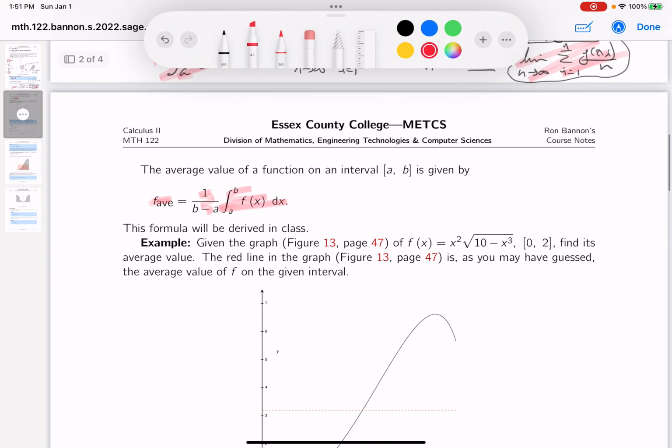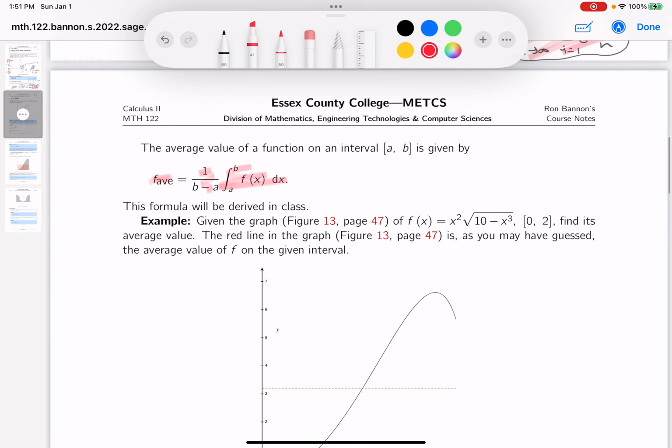All right? So let's take an example. An example they're giving me over here is this example over here. So let's write that down. It's easy to write down, by the way. What do I write down? F average, F AVG, is going to be equal to, well, it's the length of the interval, so it's 1 over 2 minus 0. The integration starts at 0, stops at 2, and what do you get? X squared times the root of 10 minus x cubed dx.